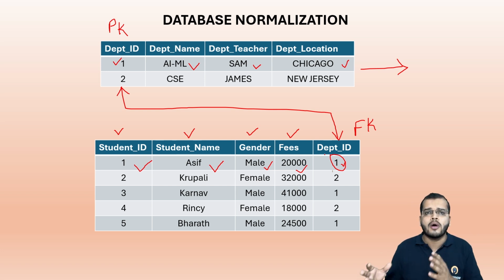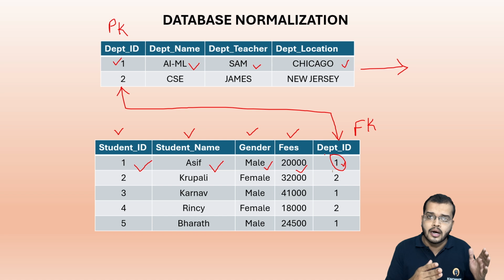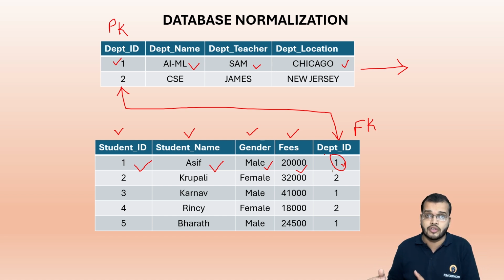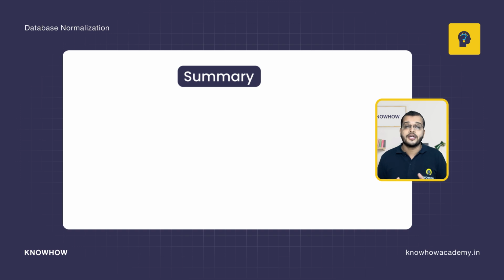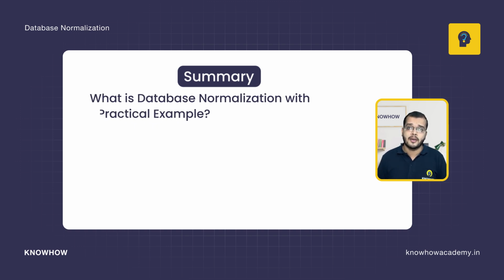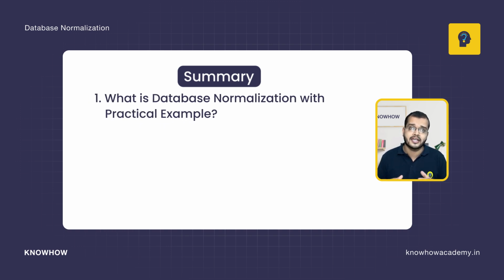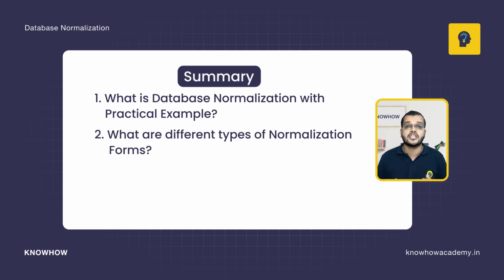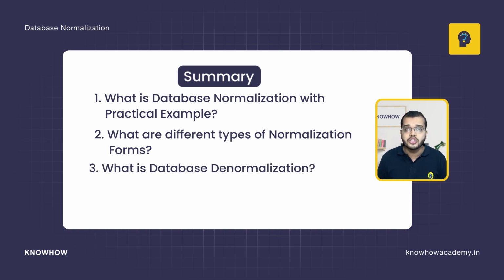And there are multiple forms depending upon the application, depending upon the data that we have. We use the different types of normalization forms, such as first normalization form, second normalization form, third normalization form. So it purely depends upon our practicality and the project that we are working with. So in this video, my dear viewers, we have learned what is database normalization. We have seen a practical example. We have known what are the different types of normalization forms that we have. We have also learned what is database denormalization in SQL Server.